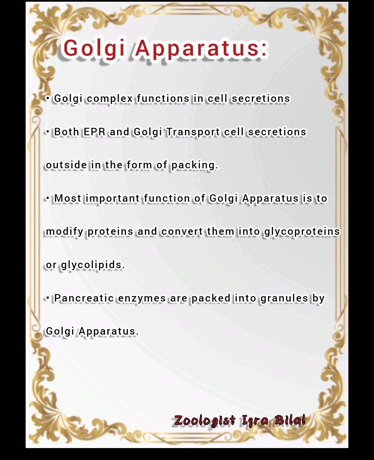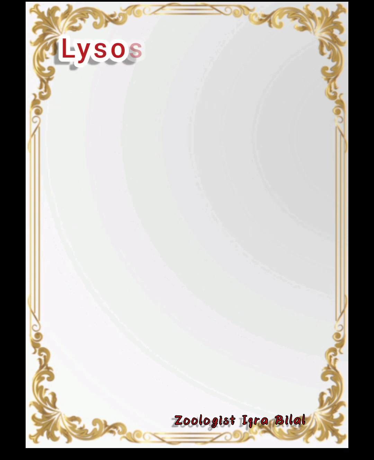The most important function of the Golgi apparatus is to modify proteins and convert them into glycoproteins or glycolipids. Pancreatic enzymes are packed into granules by the Golgi apparatus. Please remember these facts because these are very important. Now, lysosomes.